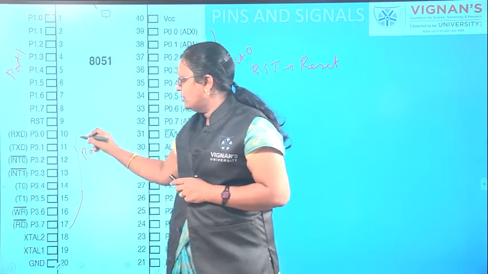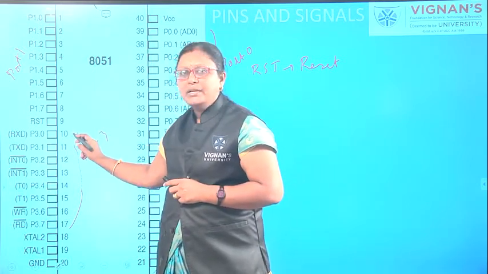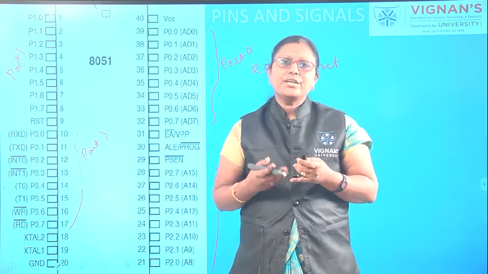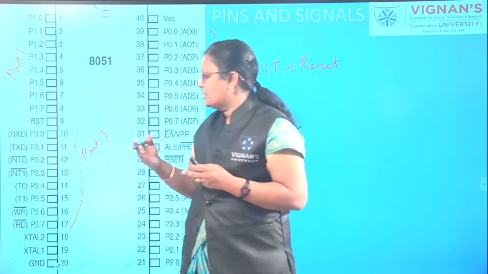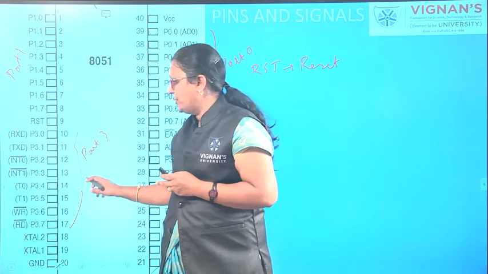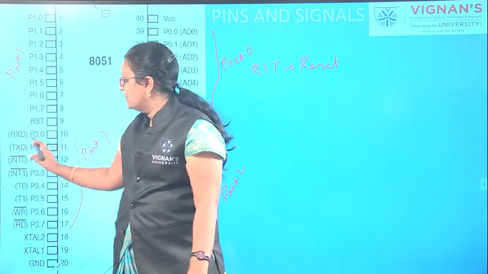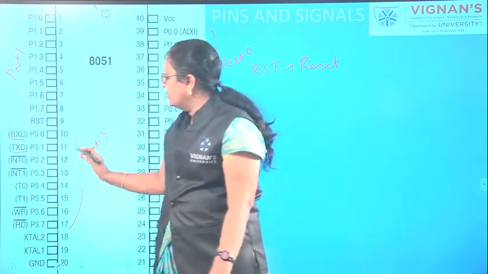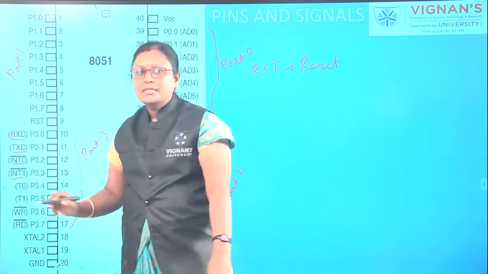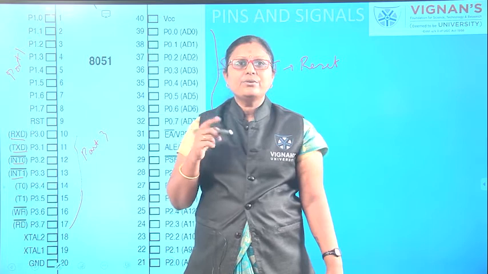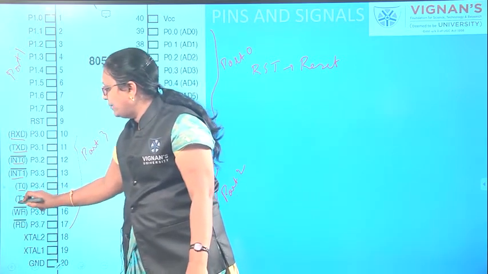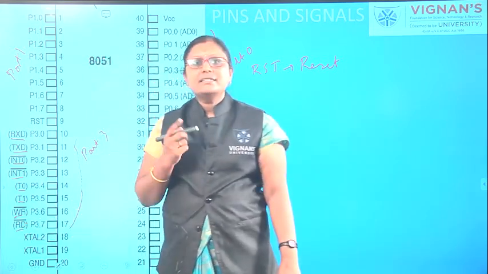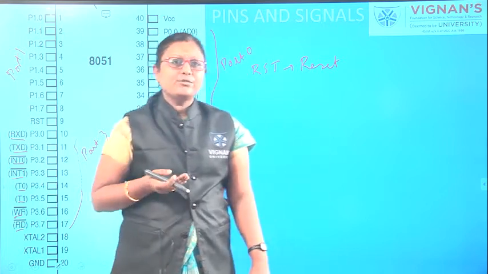The next one, you are coming to port 3. It consists of pin number 10 to pin number 17, where it consists of some serial communication pins, some interrupt pins, timer pins, and read and write pins. All these things are allocated over here. Okay, so RxD and TxD are called the serial communication pins, and INT0 and INT1 are the interrupt pins, interrupt 0 and interrupt 1. T0 and T1 correspond to the timer pins, and read and write correspond to the read signal as well as the write signal, which is allocated for the microcontroller.